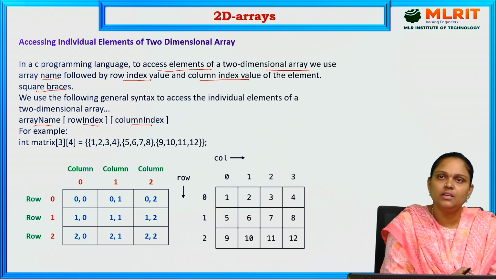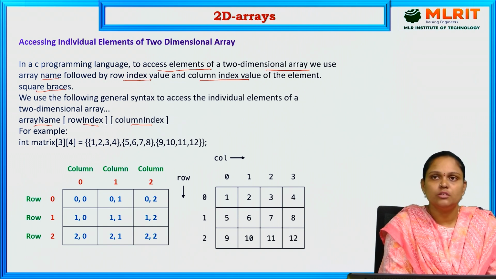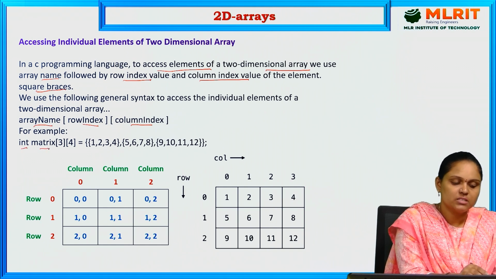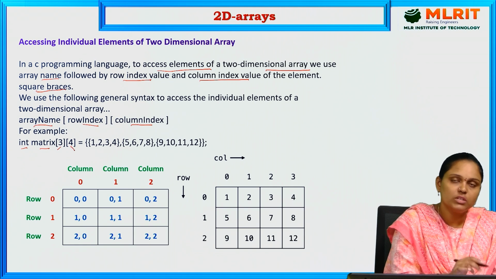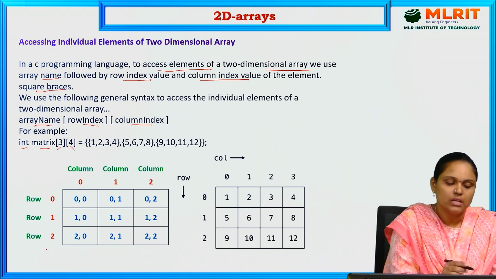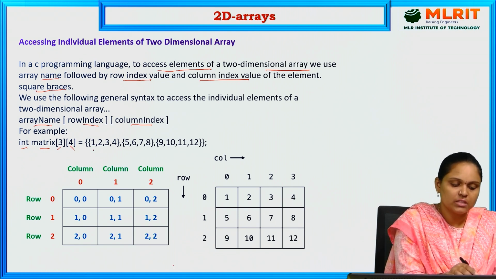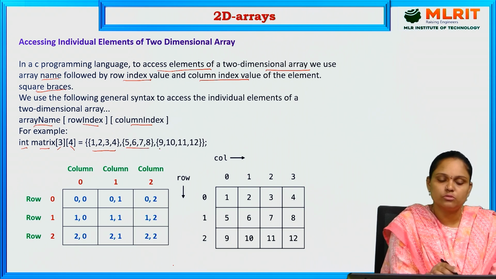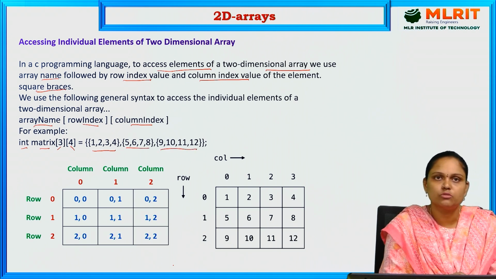In any array, the index starts from 0. The row index starts from 0 and the column index also starts from 0. So instead of counting from the first row, second row, we count from the 0th row, first row, second row and so on. For example, int is the data type, matrix is the name of the array, 3 is the row size, and 4 is the number of columns, and these are the elements that we have in this matrix. The first 4 elements belong to the first row, the second 4 elements belong to the second row, and the last 4 elements belong to the third row.